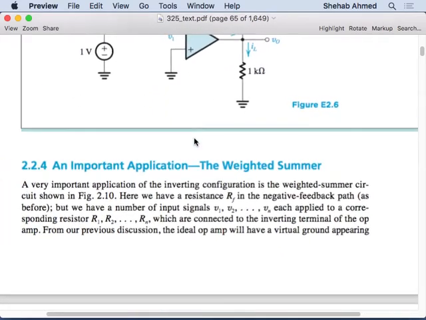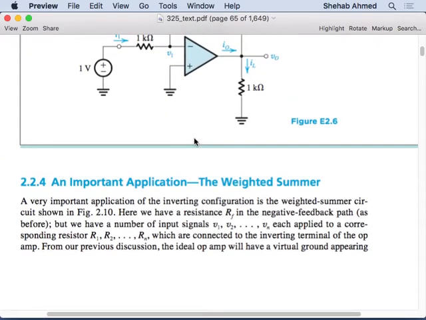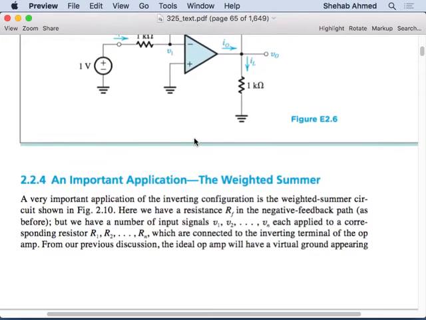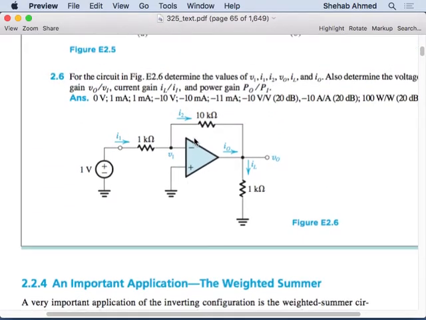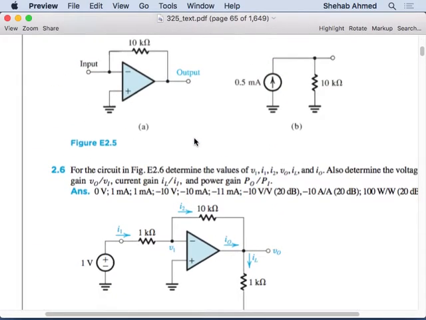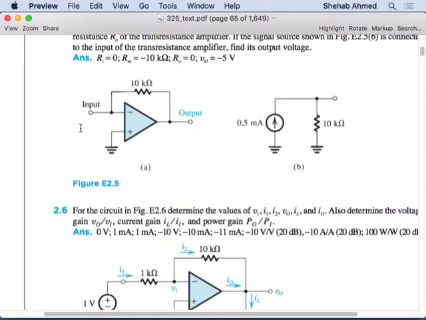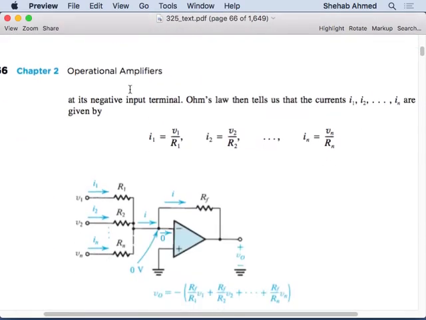Okay, so now what can we do with something like this? One application of the inverting amplifier is a summer. You can add some signals, add or subtract some voltages together using a circuit like this one. I'm not talking about that more complicated circuit with the high input impedance. Just a simple inverting amplifier configuration, which is what we have here.